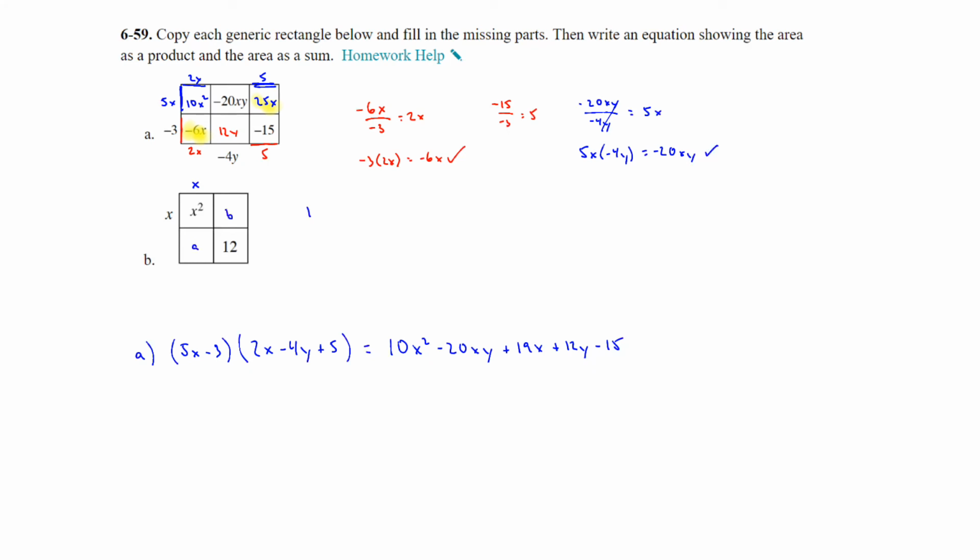A and B. Oops, put it in the wrong spot. Sorry about that. If this is A and this is B, A times B is equal to 12. What numbers could that be? That could be 1 and 12, 2 and 6, or 3 and 4. So we have a couple different possibilities here. And these are the ones that work out nice.